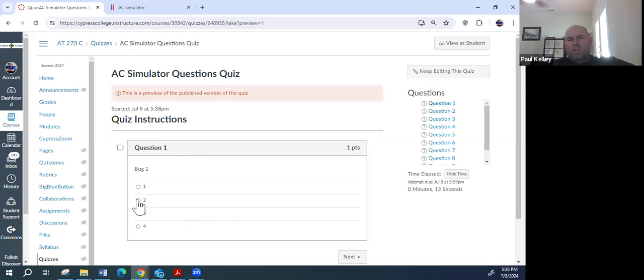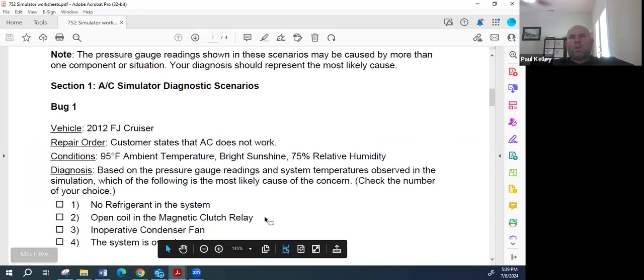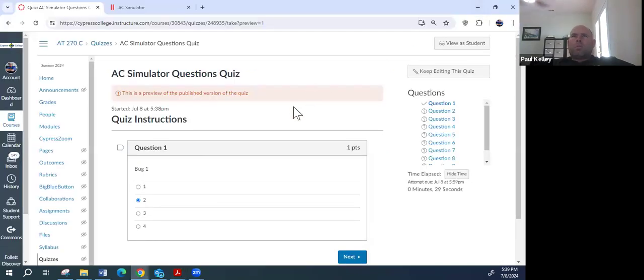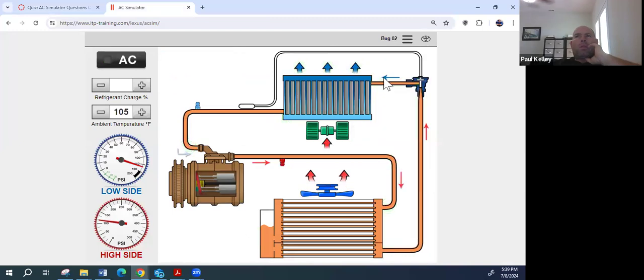What did we pick? I think it was number 2. Wasn't it 2? I do believe. Yeah, open coil magnetic fan clutch in the magnetic clutch relay. Cool. Kenny, that's okay. You can have the quiz open, no problem. You're allowed to have it open forever, but now you know exactly what to do on it. So you're going to do one at a time. Like for the next one, just because we're here together, I'll give you a preview.